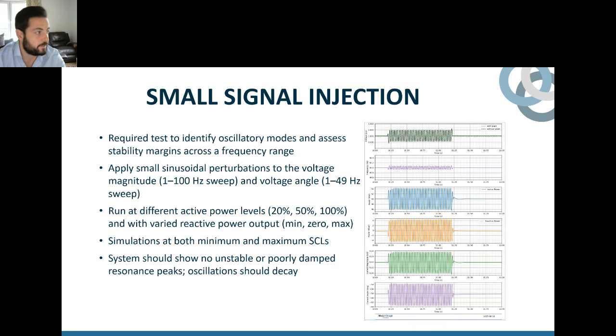to 49 hertz sweep. The plot shows the results of this small signal injection under a perturbation of 10 hertz, this specific one. At the top, you can see the voltage waveform with and without the plant connected. So there are 2 lines there. The injected oscillation is visible, and the comparison shows how the plant interacts with the disturbance.